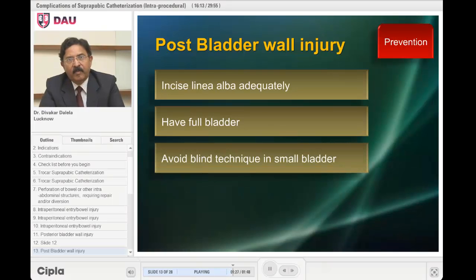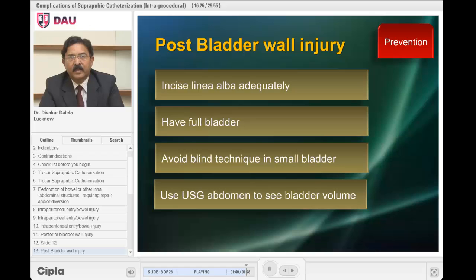You avoid the blind technique in small bladders. In small bladders, the distance between the anterior wall and posterior wall is too little. Please do it under ultrasound guidance or do some other technique that I'll share with you shortly. You must do ultrasound to see the bladder volume, right? That's very important.